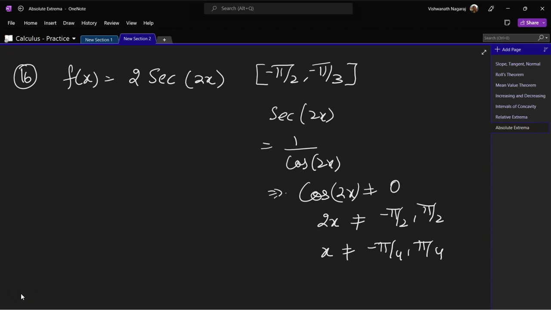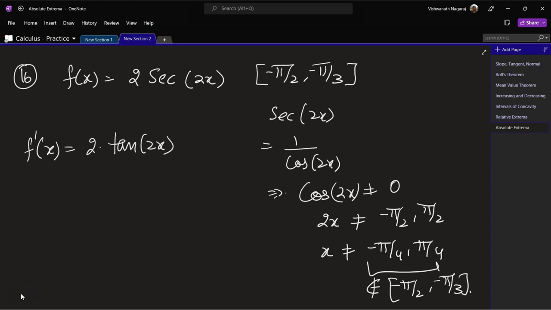But these two do not belong to the interval minus pi by 2 to minus pi by 8. So we are safe. Okay, so let's take the derivative of the function. The derivative of 2 times sec 2x is going to be tan 2x sec 2x times 2, which gives us 4 tan 2x sec 2x.